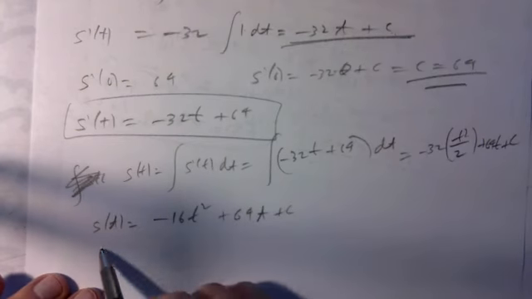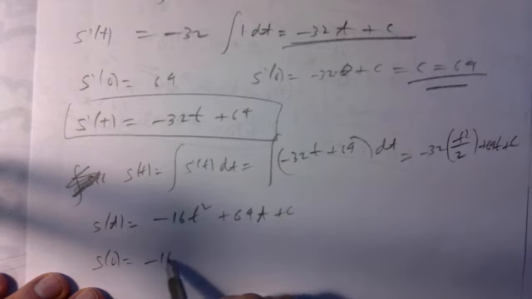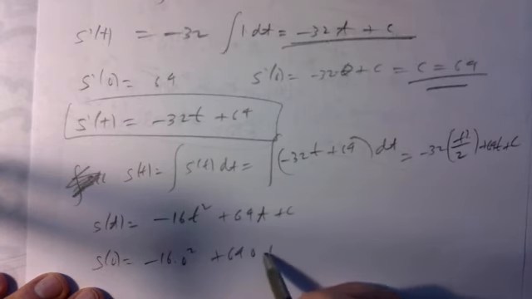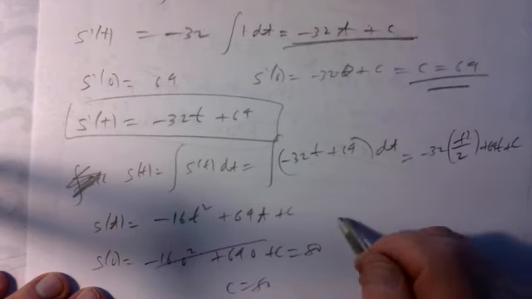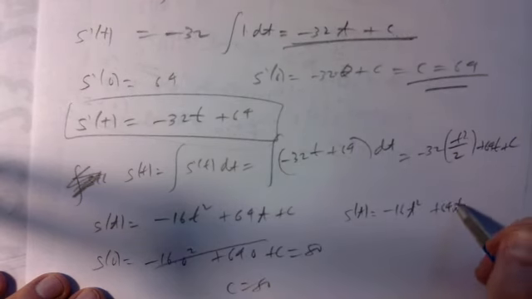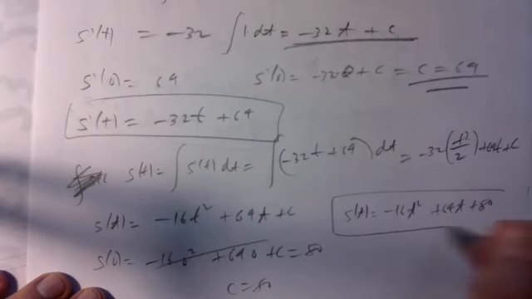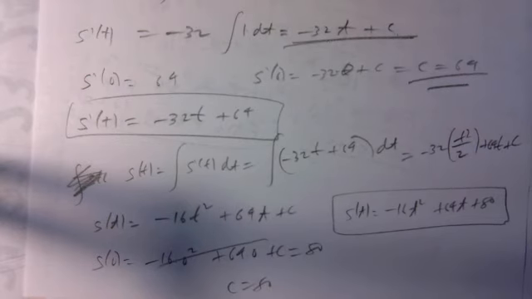And we're told when t is 0, the height is 80. S of 0 is minus 16 times 0 squared plus 64 times 0 plus c, which is 80. That's all 0. C is equal to 80. So we get our solution that S of t is minus 16t squared plus 64t plus 80. So we know the second derivative. We can integrate to find the first derivative. When we know the first derivative, we can integrate again to find the function. That's what we do.